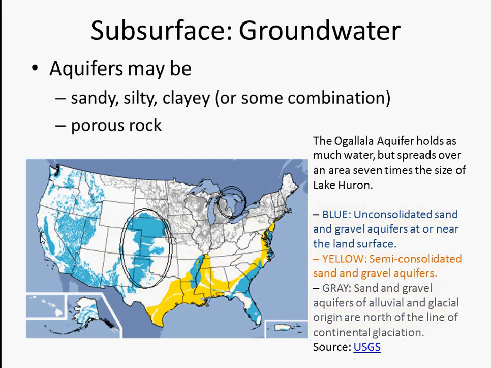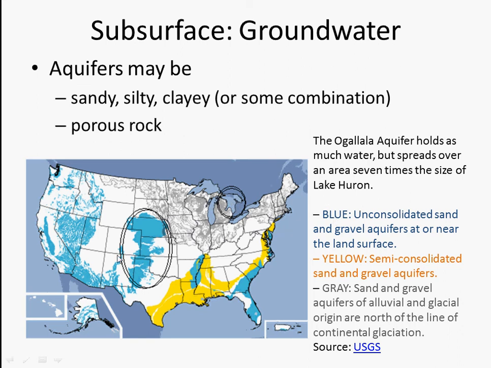So this is the distribution of aquifers across the US. That's what this figure here is showing you. And aquifers can be sandy, silty, gravelly, clayey, or some combination thereof. And they can also just be porous rock. So this is just to kind of orient you to look at what the groundwater distribution looks like. This is the Ogallala Aquifer, and it holds as much water but spread over a much larger area as Lake Huron over here.